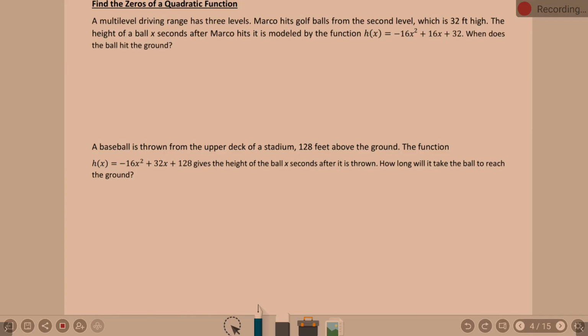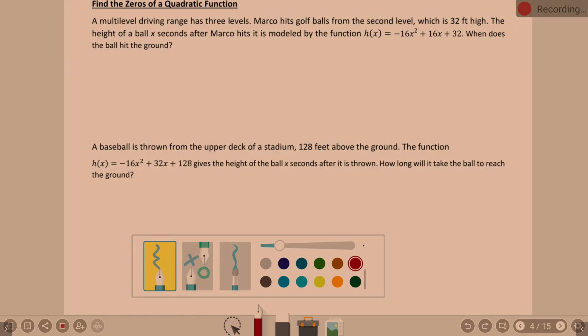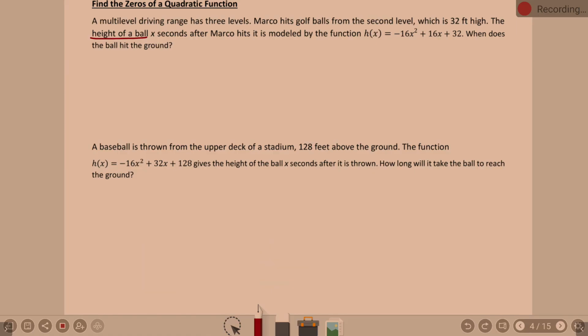Okay, so look at what we have here. The height of a ball is modeled by this function here, okay? And notice the 32 feet they mentioned, it's already in the equation. You're not doing anything with that. That's just extra information right there. But the height of a ball is modeled by this. They want to know, when does the ball hit the ground?